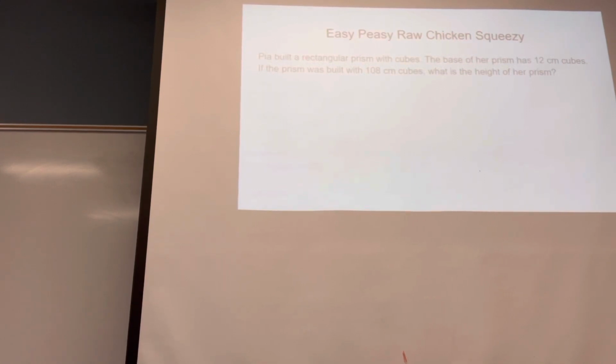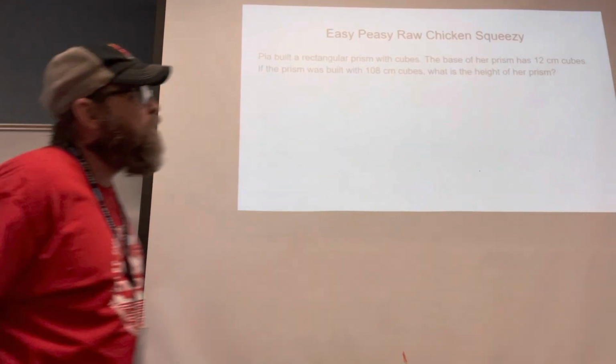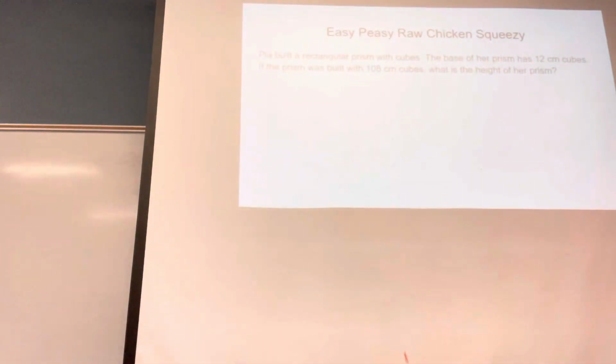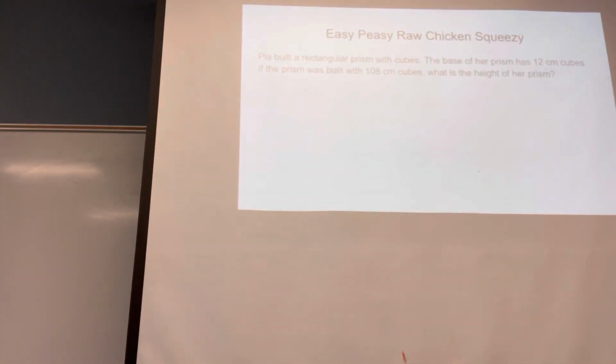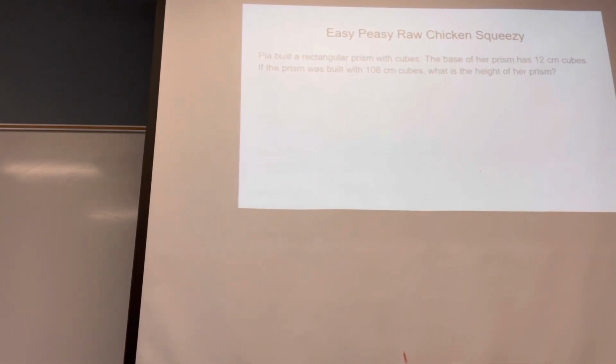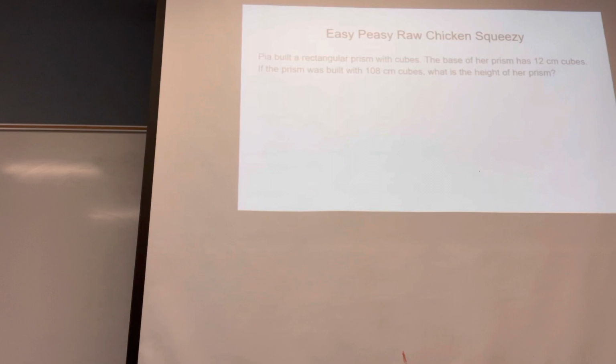Easy peasy. Pia built a rectangular prism with cubes. The base of her prism has 12 centimeter cubes. The total volume is 108 cubic centimeters. So now we need to know how many layers. We know the area of the base. Now we need to figure out how many layers we're going to need to make it the right size.